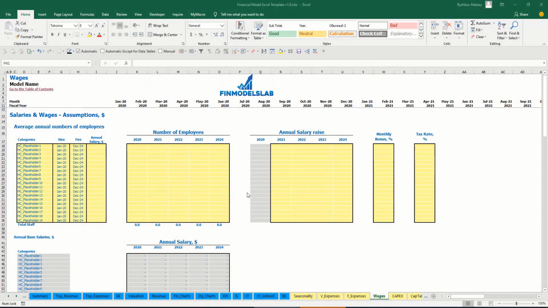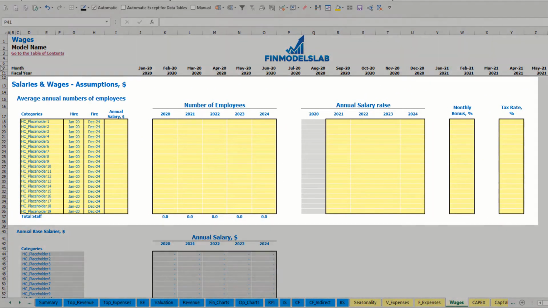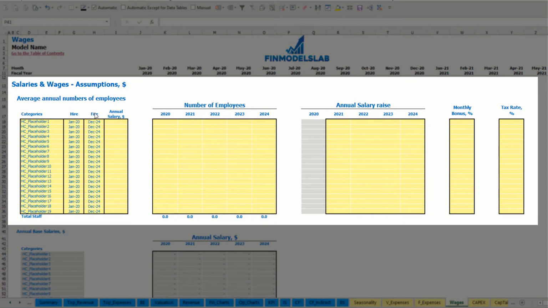On the wages tab, you can input your headcount by categories, with hire and fire date, with annual salary, with the ability to input different numbers of employees by years, with annual salary rise percentage, with monthly bonus and tax rate. Let me give you a couple of examples.